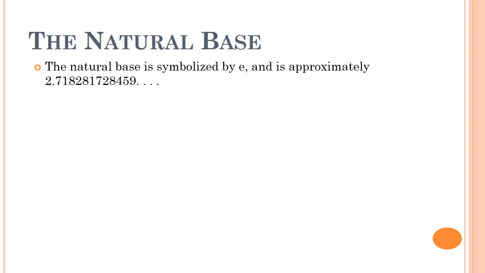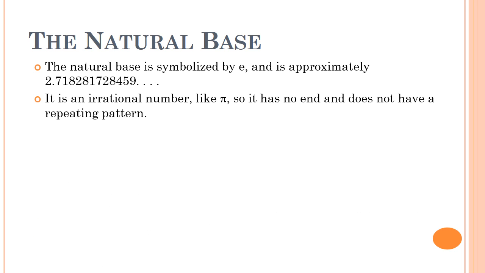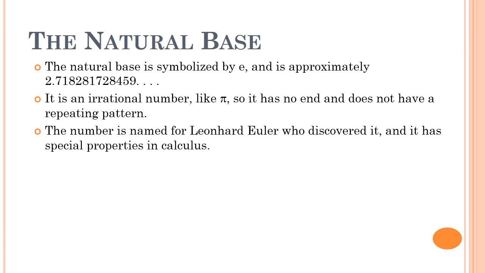We have a special base called the natural base. It's symbolized by e, and here we have a decimal approximation of it. Like pi, it is an irrational number, so it has no end and does not have a repeating pattern, so it cannot be accurately represented by a fraction. The number is named e for Leonhard Euler, who discovered it, and it has special properties in calculus. In fact, it's very easy to work with in calculus.